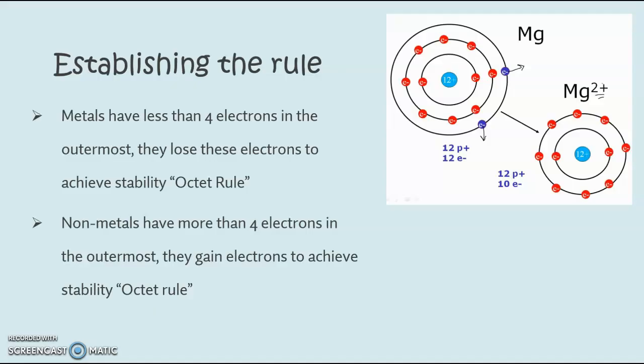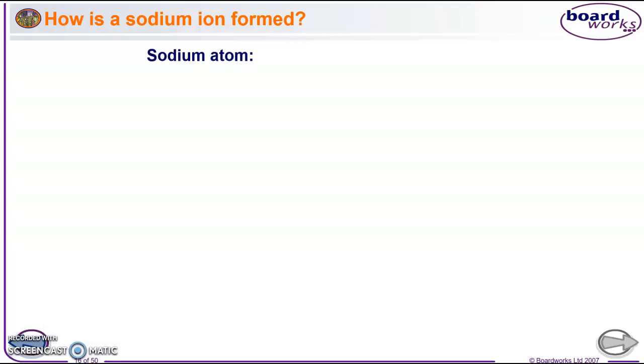So is there any rule? Because we have seen that some of the elements lose and some of them gain. Well, luckily there is a rule: metals have less than 4 electrons in their outermost shell, so they lose these electrons to achieve stability. So magnesium here, having 2 electrons in its outermost shell, will lose these 2 electrons to achieve stability. As for nonmetals, they have more than 4 electrons in the outermost shell, so they will gain electrons to achieve stability.